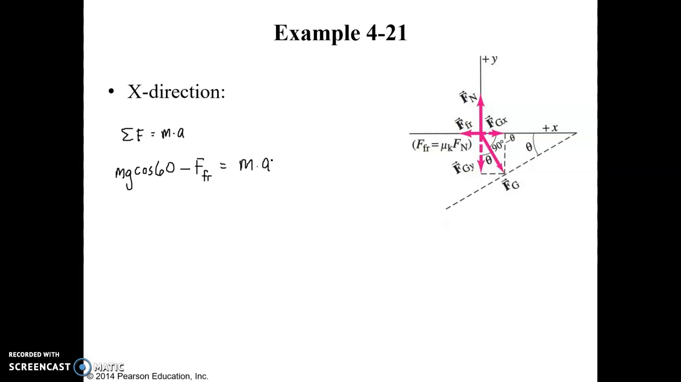We expect the acceleration to be non-zero, meaning that there will be some acceleration downhill. But we don't yet know what the friction force is, because we don't know yet what the normal force is. We can elaborate here and say mg cosine of 60 minus friction force, which is the normal force multiplied by the coefficient of friction, is equal to mass times acceleration.